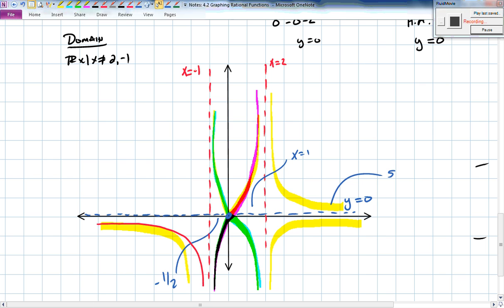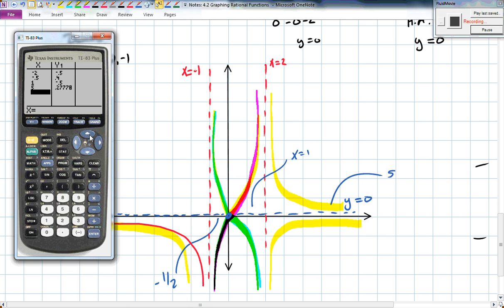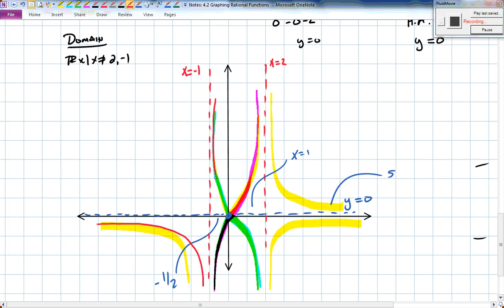Let's test out what happens when it's negative 1/2. What do we get, positive or negative? We get a positive answer. So that means that it has to be doing this. It has to be coming down and hitting that point right there. When we test 1, what do we get?